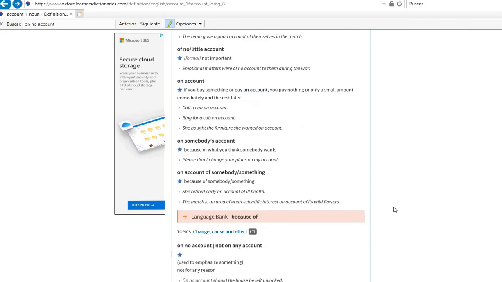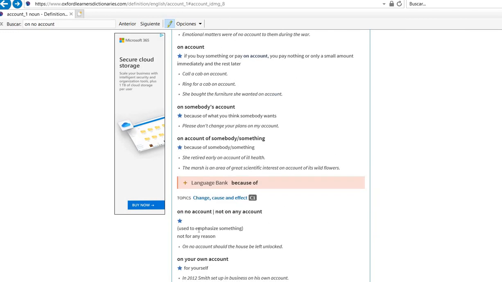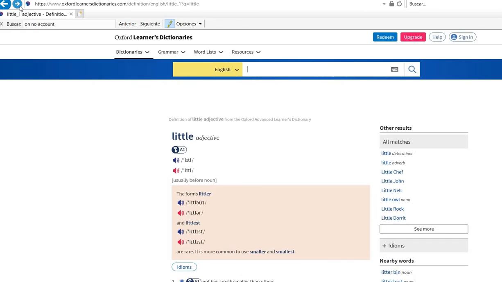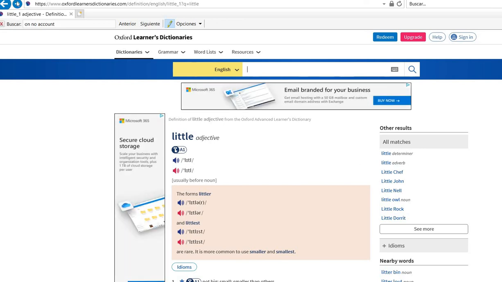On no account is here at the bottom. Sorry about the delay. On no account should the house be left unlocked. And this is not for any reason, right? Also, by the way, on your account and on somebody's account, on account, these are very interesting phrases, right? I hope you check them out. Little, actually here, the first one is an adjective, so we're going to go here, which is the adverb.